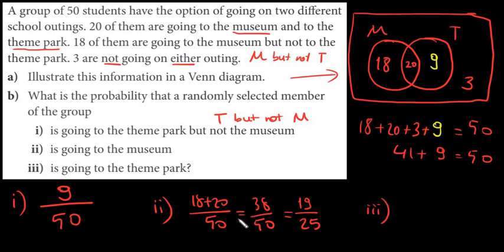And let's look at the last one. Is going to a theme park. How many are going to a theme park? We have to add 20 and 9. 20 plus 9 over 50, which is 29 over 50, is the probability that a randomly selected member of the group is going to the theme park.